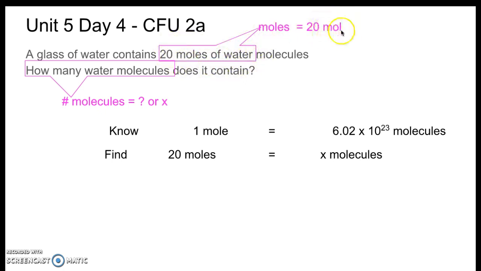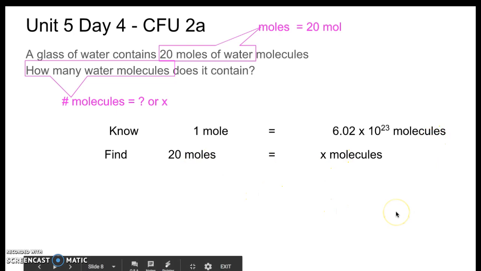And MOL is the unit that we use for moles. Like we would write G for grams, we write MOL for number of moles. And we're trying to find the number of water molecules. So our number of molecules is our question mark, or equal to X. Now, since we're relating moles to the number of things, what we know is that 1 mole is equal to 6.02 times 10 to the 23 things, in this case, the things being molecules. And we're trying to find how many molecules are in 20 moles.